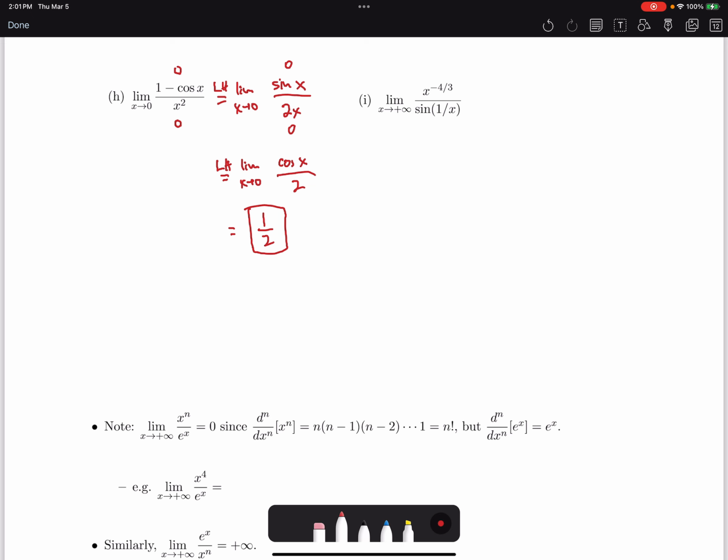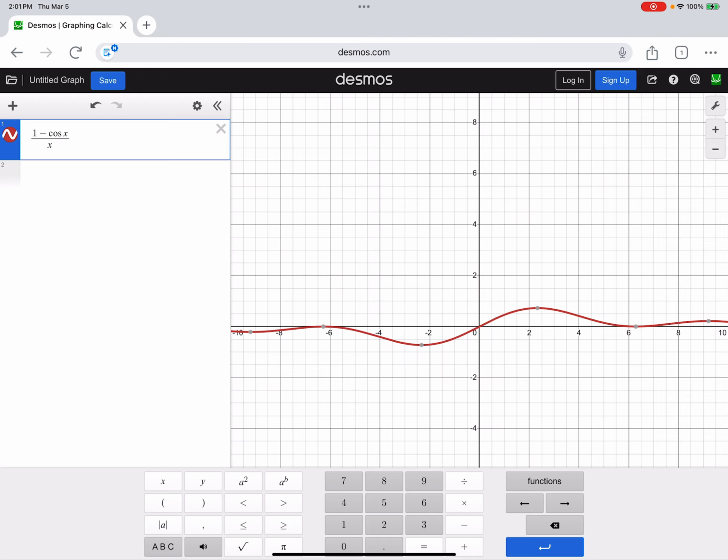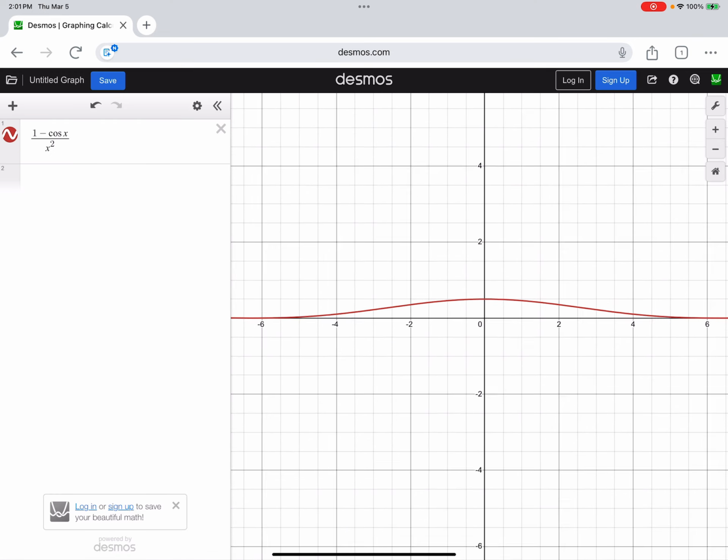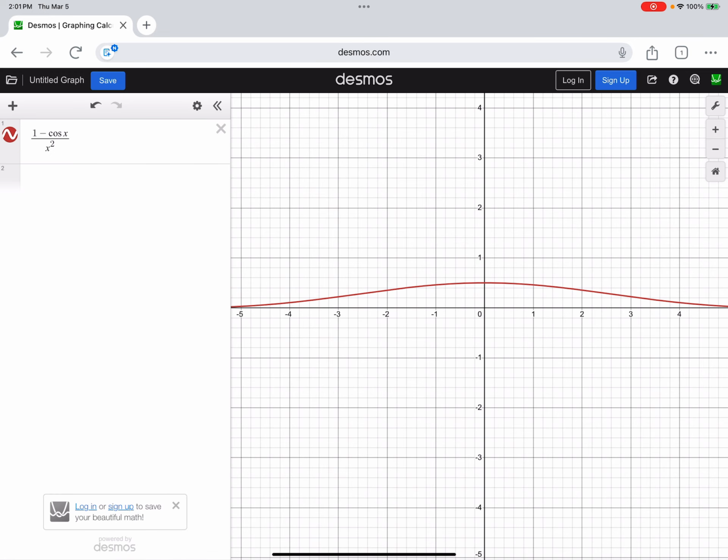Maybe we should look at this in Desmos. Okay, so here we are in Desmos, and here's our old familiar 1 minus cosine x over x. You can see that as x approaches 0, 1 minus cosine x over x approaches 0. But what happens when we make it an x squared in the denominator? Oh, okay, something different happens, right? If we zoom in a little bit, yeah, you can see that that is approaching 1/2. Okay, just like we thought.